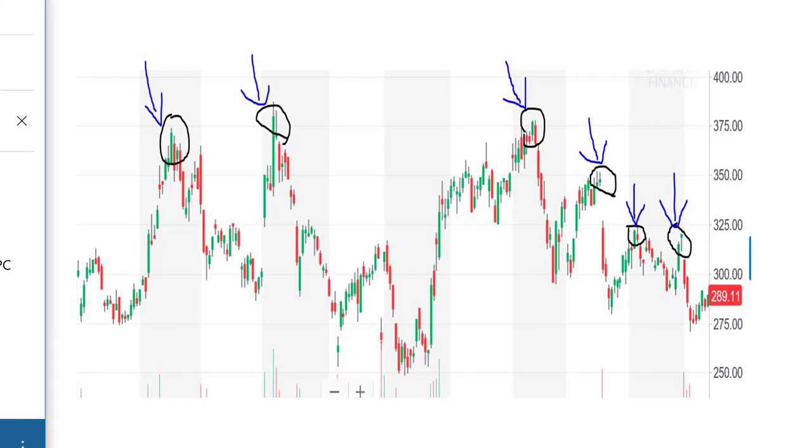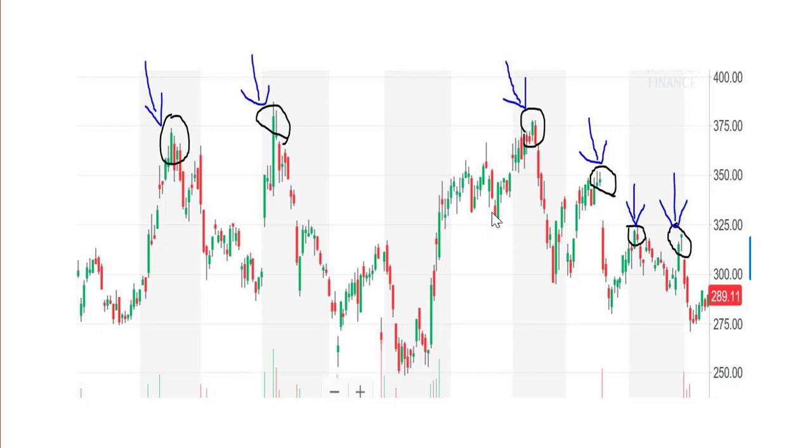Also in here, 375 is the resistance or ceiling. Sellers tend to take action at these round numbers like 375, 350, 325. You can pick a chart and start analyzing support or resistance levels before taking action.